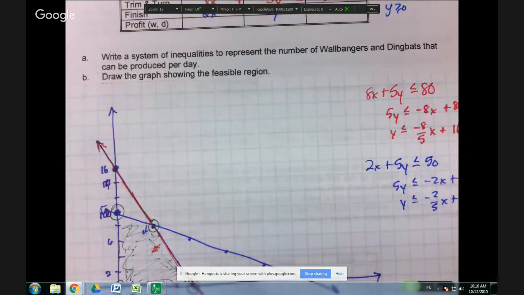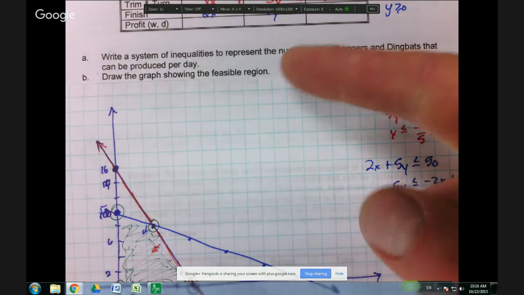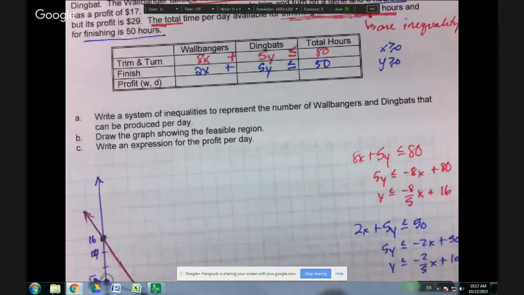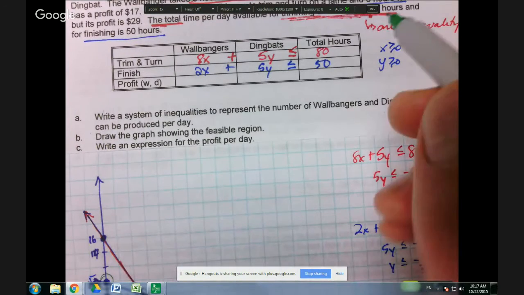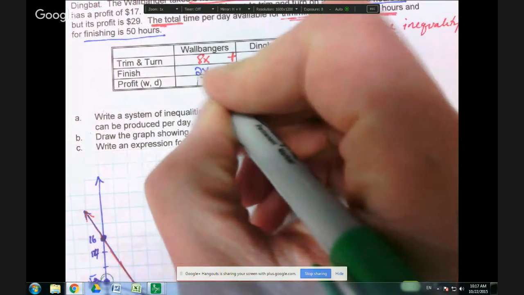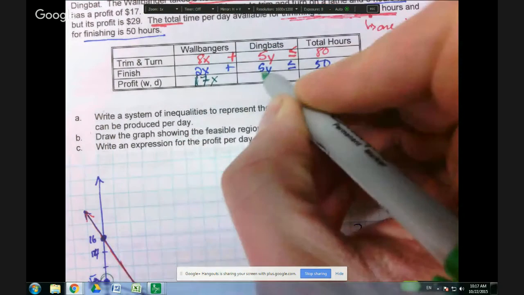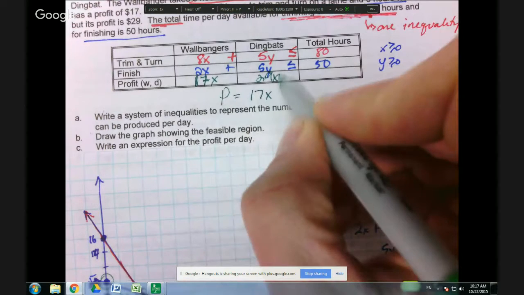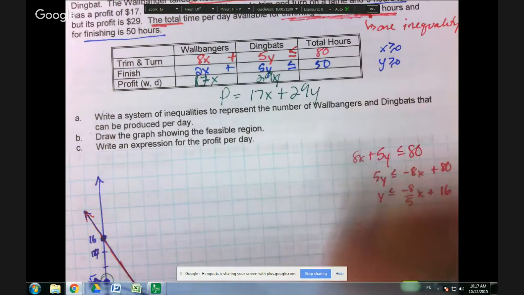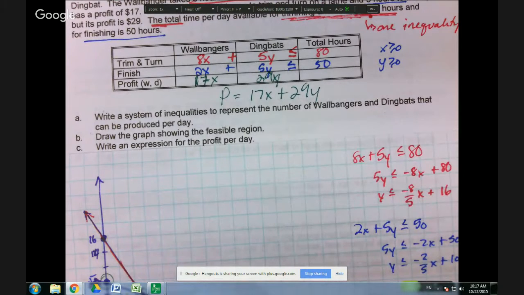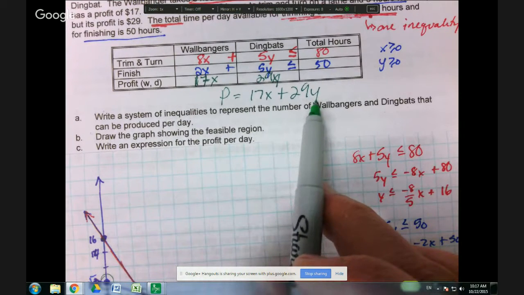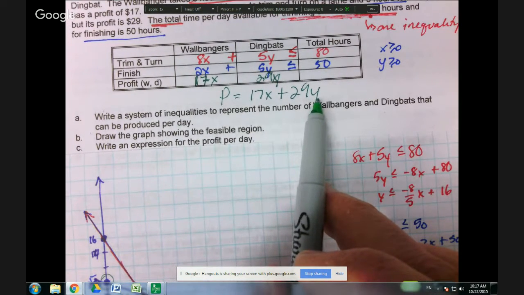Okay, so we've done A, written the equations. We've done B, drawn the graph. Now we need to write our profit function. We can do that right up here if we want. What was the profit for a Wallbanger? $17 and 29. So our profit is that right there. 17 per Wallbanger, 29 per Dingbat.